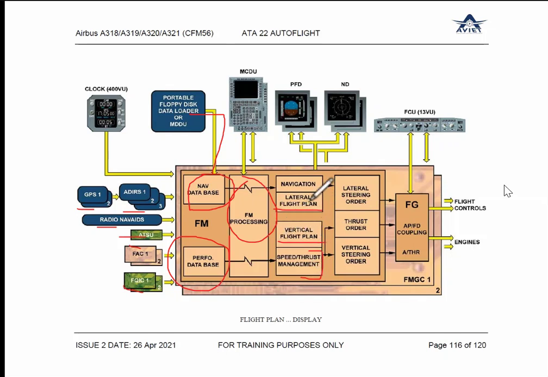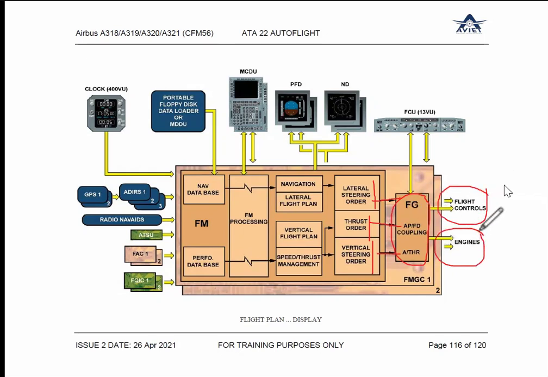Correct? Once this is calculated, then the FM part will make these three orders: lateral orders, thrust orders, and vertical orders. After managing these orders, then it will send these orders to the FG to implement it. That, hey, gentlemen, now this is your job to execute this plan. And this gentleman will distribute the job to these various computers. There's a flight control computer, your LAC, FAC, and SAC.